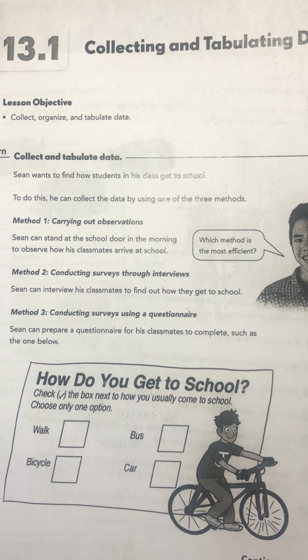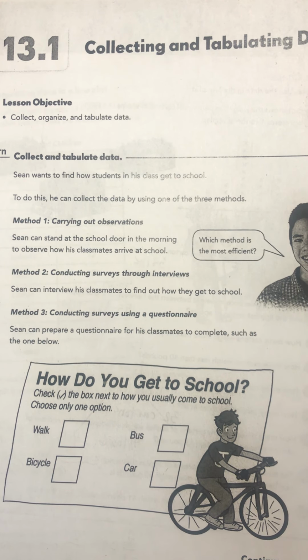Collecting and tabulating data. Lesson objective: collect, organize, and tabulate data. Collect and tabulate data. Sean wants to find how students in his class get to school. And to do this, he can collect the data by using one of the three methods. Method 1, carrying out observations. Sean can stand at the school door in the morning to observe how his classmates arrive at school.